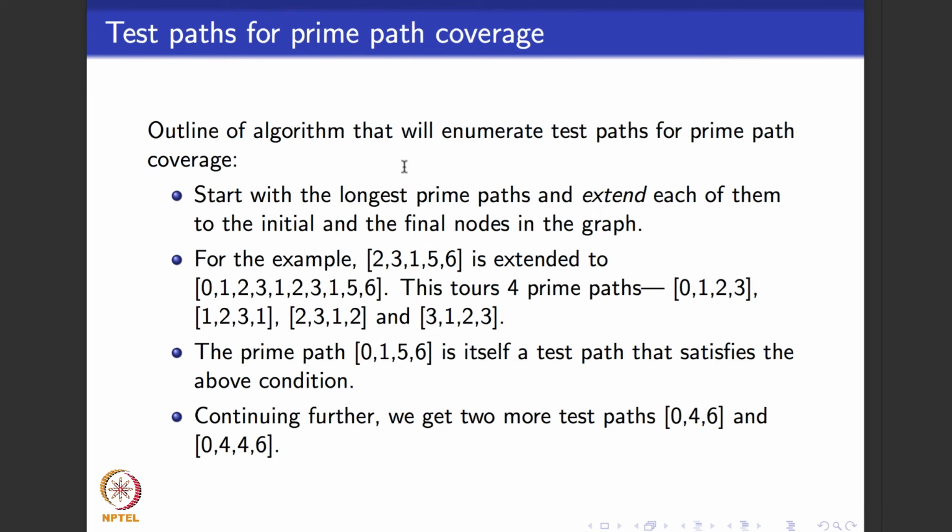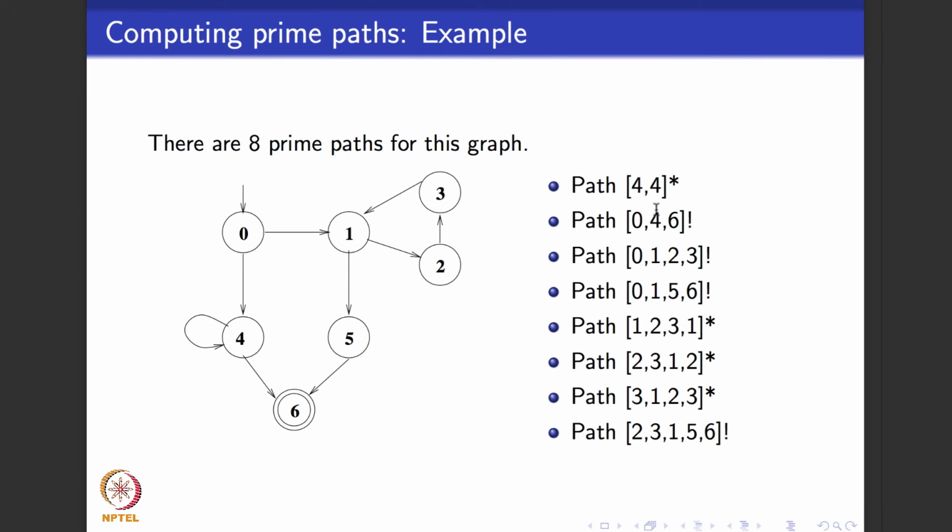How do we go ahead and get the test paths for prime path coverage? Again, there are several algorithms that have been used in literature. I'll give you one algorithm that I'll illustrate on the same example. It's a heuristic that lists it reasonably faster than other known algorithms. So what we do is in this list of prime paths, which are given as my test requirement, you start with the longest path. Which is the longest path in this list? That's this last path, 2, 3, 1, 5, 6.